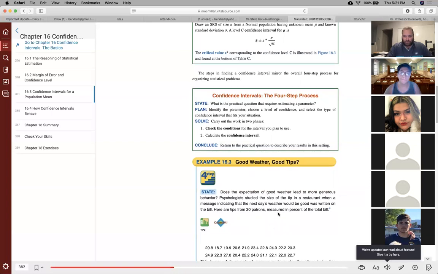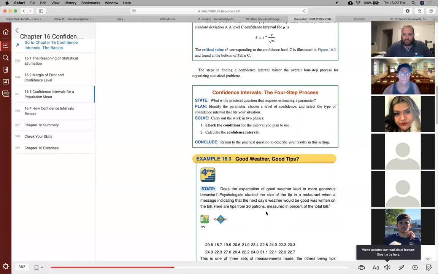Let's look at example 16.3. It says good weather, good tips. Does the expectation of good weather lead to more generous behavior? Psychologists studied the size of the tip in a restaurant when a message indicating that the next day's weather would be good was written on the bill. Here are tips from 10 patrons, measured in percent of the total bill.